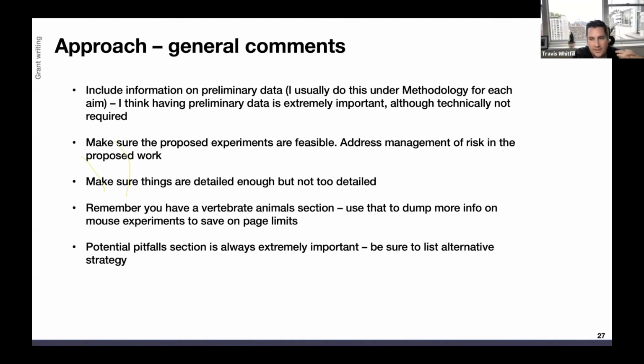I think that if you're going for an NIH grant, they like to see some kind of preliminary data if you have it. Let's see, potential pitfalls, again, I think is important. Vertebrate animals aren't really relevant. And yeah, just make sure that the proposed experiments are feasible.